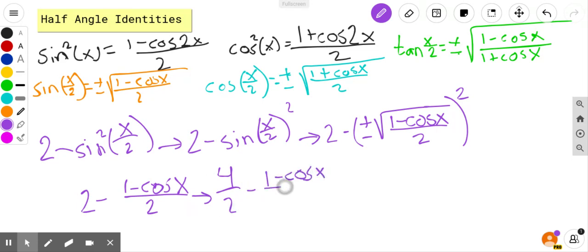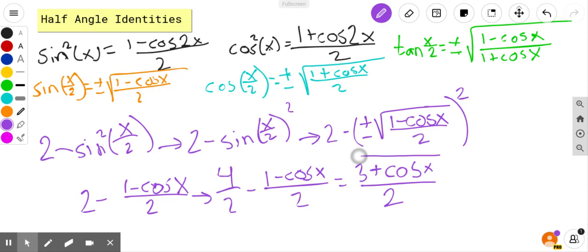So I can think about that as 4 over 2 minus 1 minus a cosine of x over 2. Just be careful when you subtract because you should be okay with the 3 because 4 minus 1 is a 3, but you're subtracting a negative cosine of x. So negative negative makes that positive. Common denominator of 2 is there. Yeah, I would say that's about it. I mean, we have numbers. We have a cosine of x. Cosine of x is as simple as it can get.